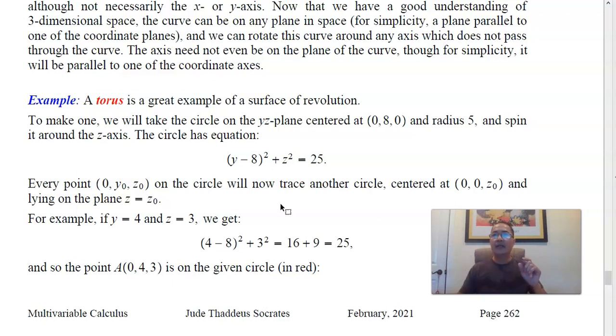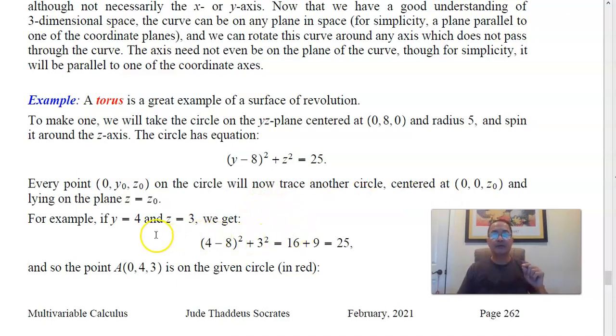Okay, now because we're revolving it around the z-axis, the center of that circle will be on the z-axis. Okay, where will it be? Oh, at the height z sub 0. Okay, so it will be at 0, 0, z sub 0. Okay, and it will be located on the plane where z is z sub 0.